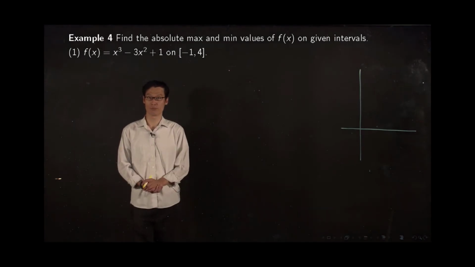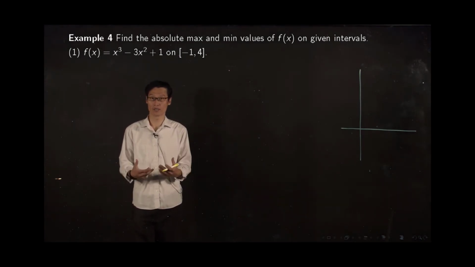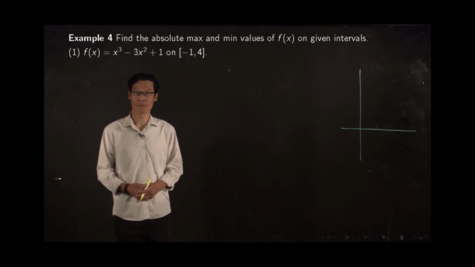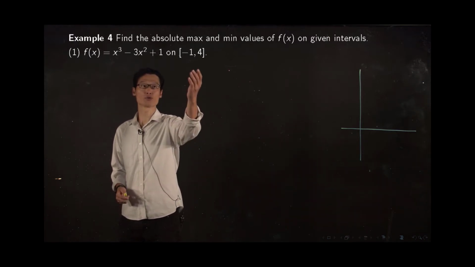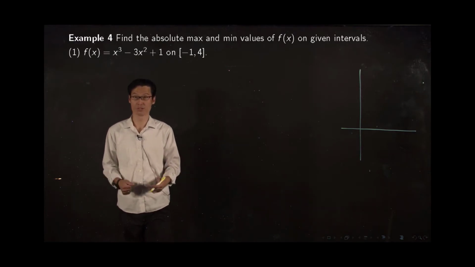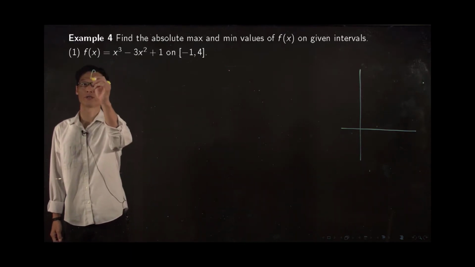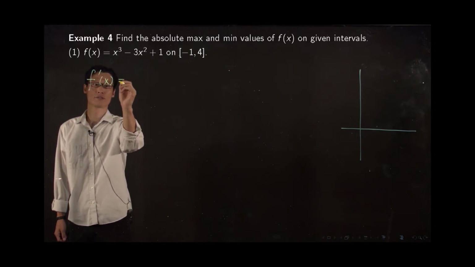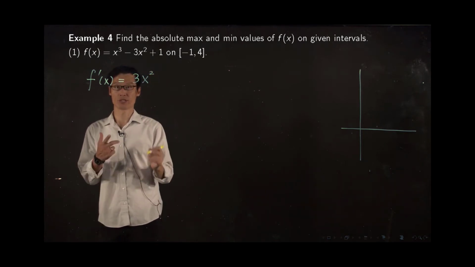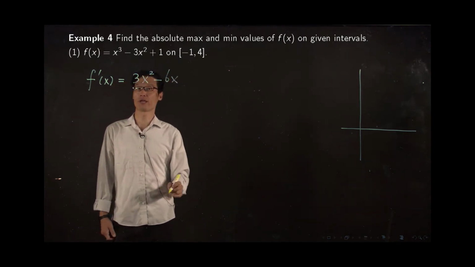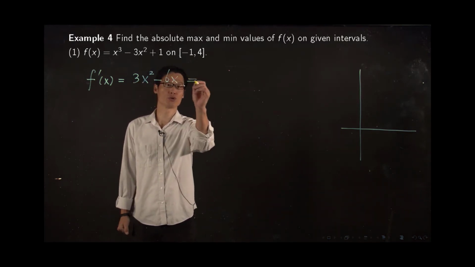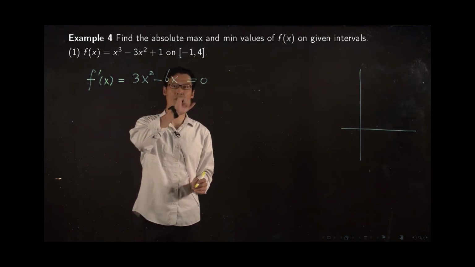So here is a good example to apply the previous strategy to find the absolute maximum and absolute minimum for this function defined on the closed interval -1 through 4. So the first step is to find critical numbers. To find critical numbers, you take the derivative. From the first term, we have 3x squared, and from the second term, we have -6x, and this constant term will be gone. You want to find where this derivative becomes 0.